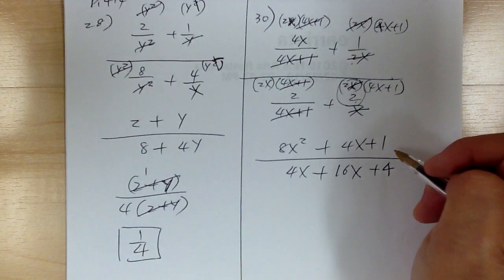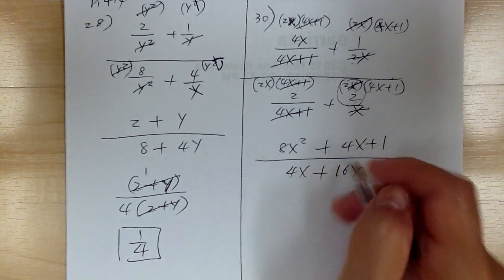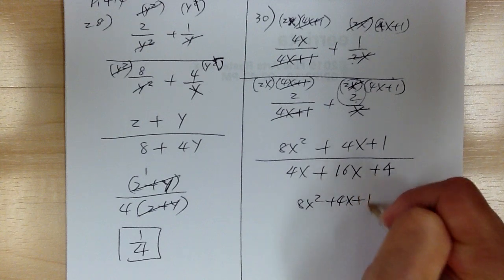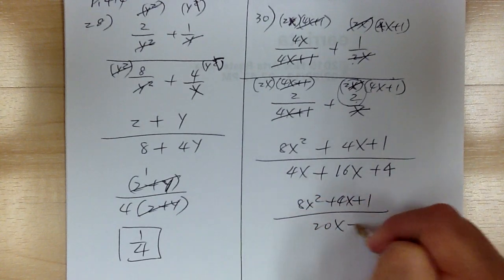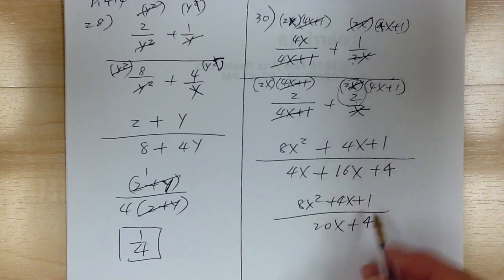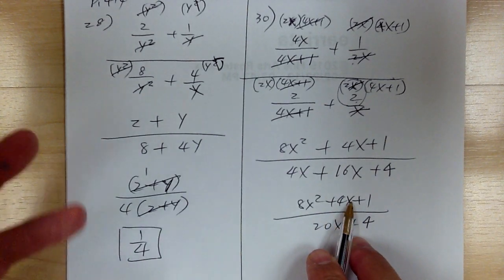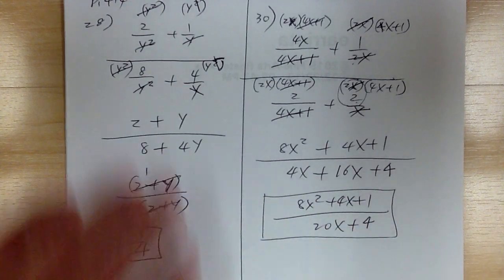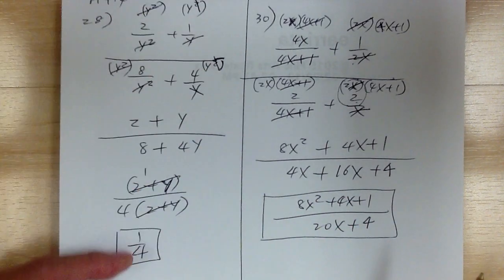Okay. Then after that, you go ahead and combine the like terms here, over 20x plus 4. And you can try to factor, but this is not factorable. So if one of them is not factorable, then you won't be able to cancel. So that would be the answer. Okay. Let's go to number 32.